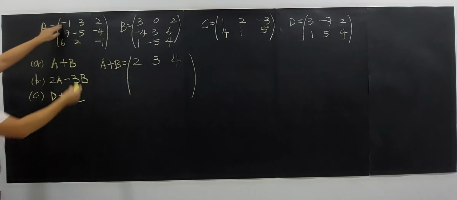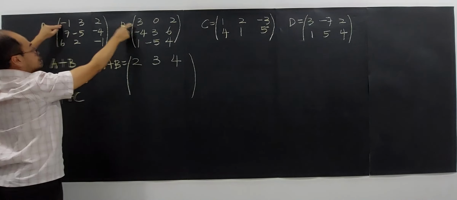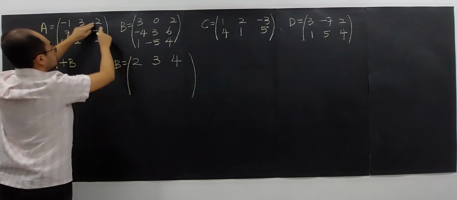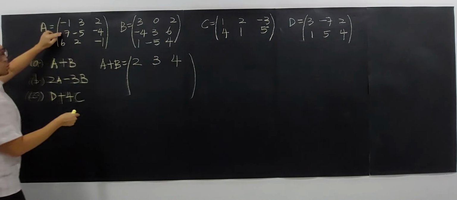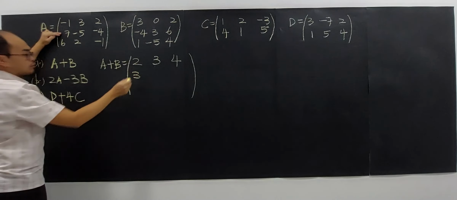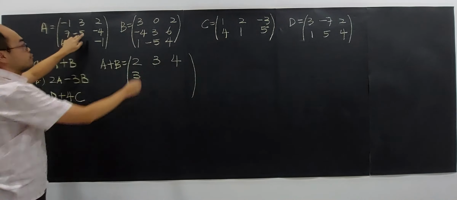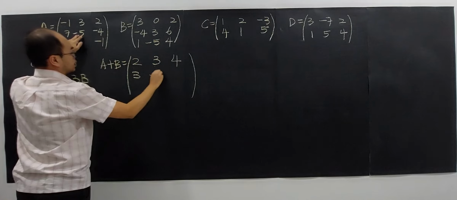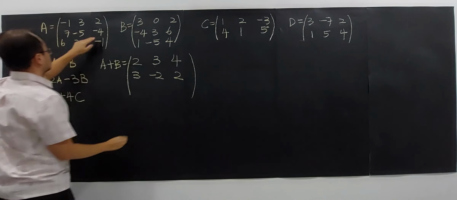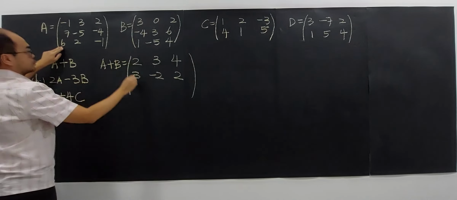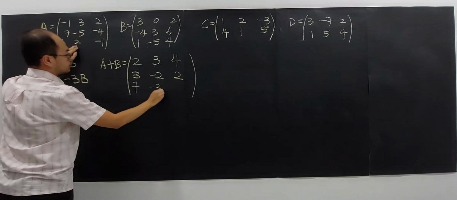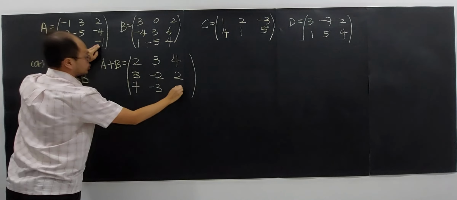So we add the corresponding elements. -1 plus 3 is 2. 3 plus 0 is 3. 2 plus 2 you get 4, and so on. Then 7 plus -4, you have 3, or 7 minus 4. -5 plus 3, you have -2. -4 plus 6, you have 2. And 6 plus 1, you have 7. 2 plus -5, you have -3. -1 plus 4, you have 3.